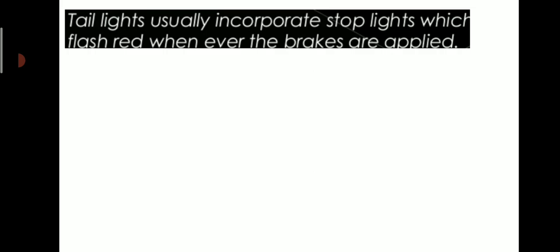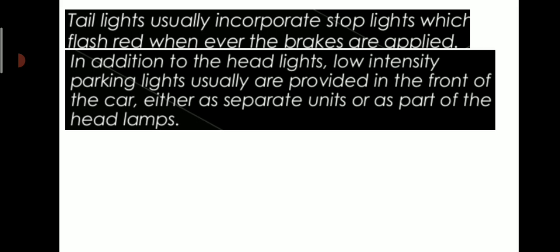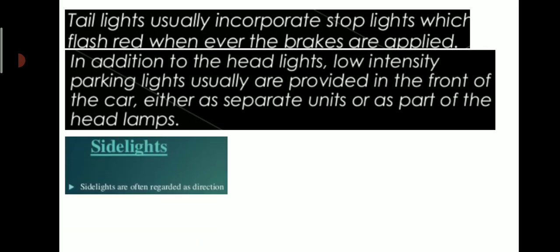Tail lights usually incorporate stop lights which flash red whenever the brakes are applied. In addition to the headlights, low intensity parking lights usually are provided in front of the car either as separate units or as a part of the headlamps. Next is the side lights. Side lights are often regarded as a direction light.